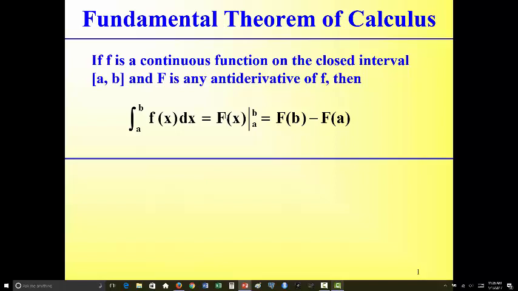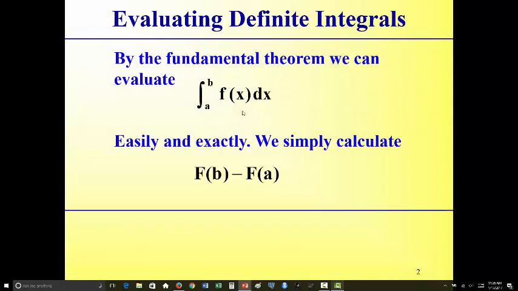All right. You guys should have seen this at the end of Calculus 1. Should have been one of the last things you studied. So this should definitely be a review for you. So by the fundamental theorem, we can evaluate this type of integral, the integral from a to b of f of x dx, easily and exactly. All you have to do is just like before, find the antiderivative of f of x, plug in b, and then subtract what you get when you plug in a.